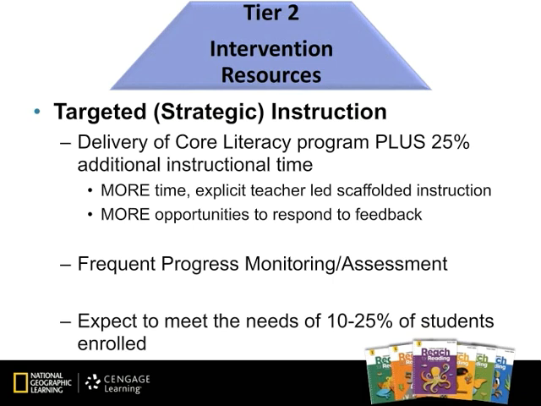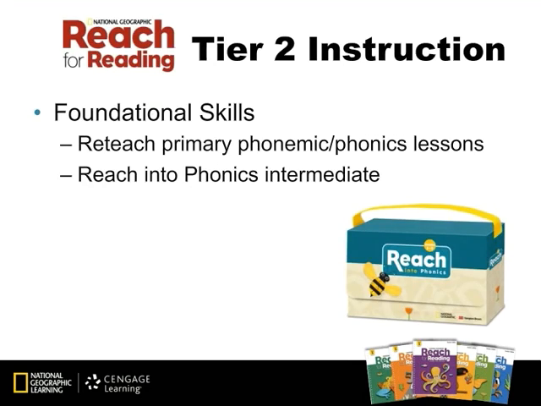The expectation is that the core literacy program plus Tier 2 targeted instruction will support students identified at the 10 to 25 percentile of the classroom. Students who do not meet benchmark are provided Tier 2 instruction, and their progress is monitored with formative assessment.